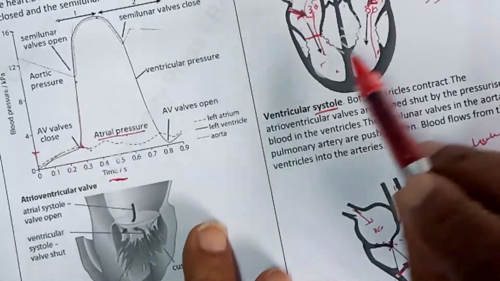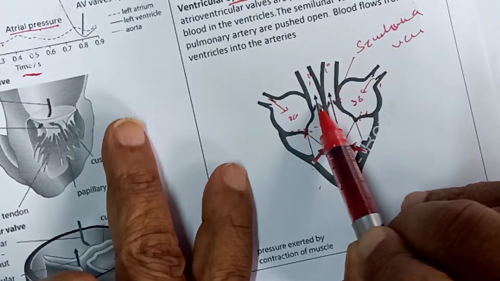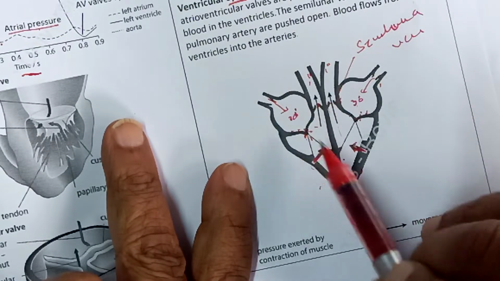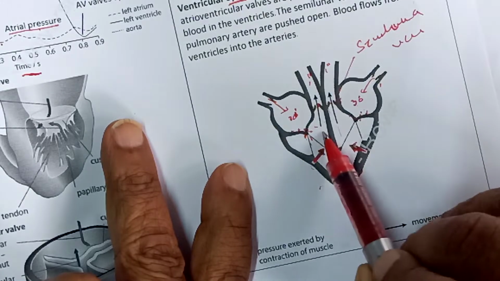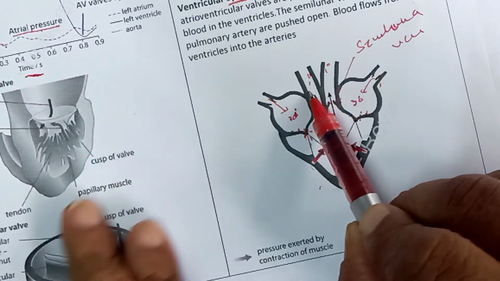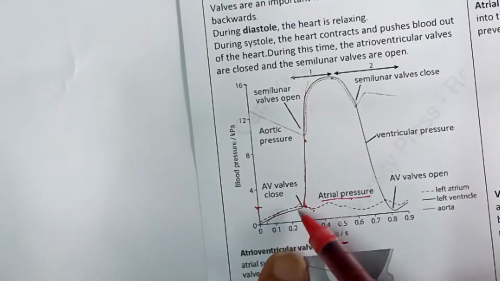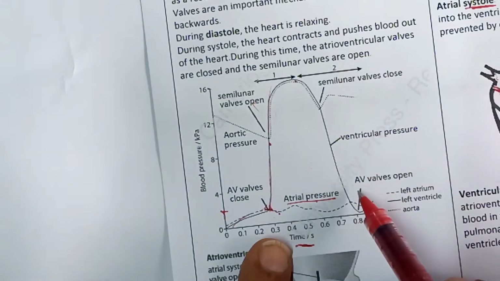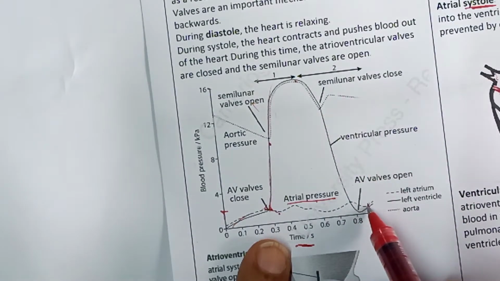So when this closes, this opens, so that blood does not move back from the ventricle into the atria, and when this closes, the ventricle contracts and blood moves into the pulmonary artery and the aorta. Now, you can see this, and here the opposite happens. Here the semilunar valve closes and the AV valve opens.